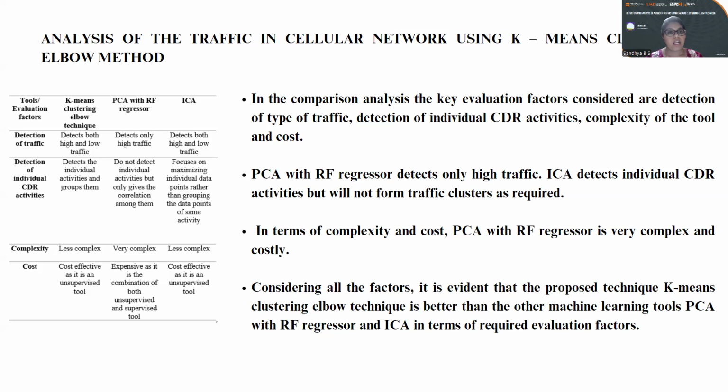From the table, we can understand that PCA with RF regressor detects only high traffic. ICA detects individual CDR activities but will not form traffic clusters as required. In terms of complexity and cost, PCA with RF regressor is very complex and costly. Considering all the factors, it is evident that the proposed technique, K-means clustering elbow technique, is better than the other machine learning tools, PCA with RF regressor and ICA, in terms of required evaluation factors.